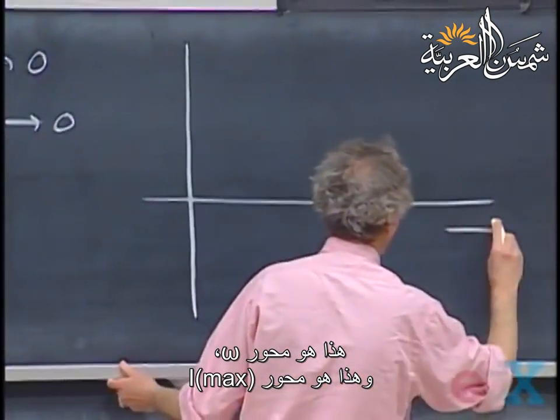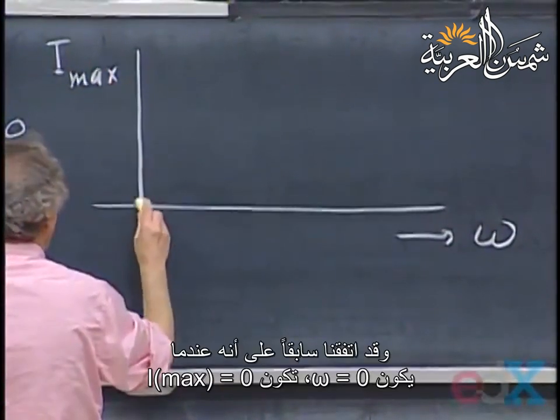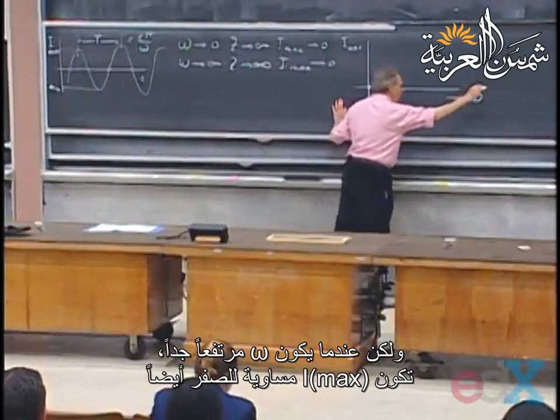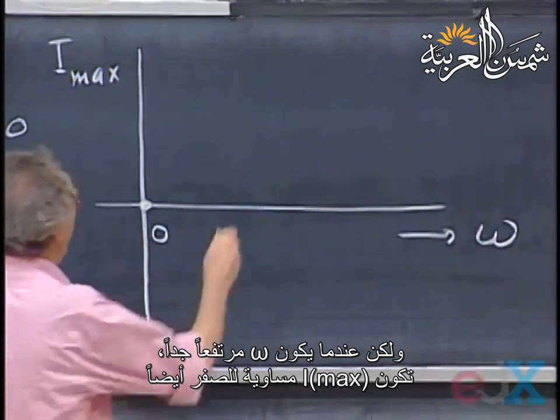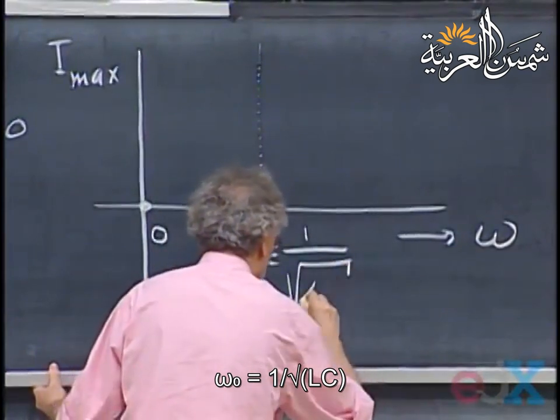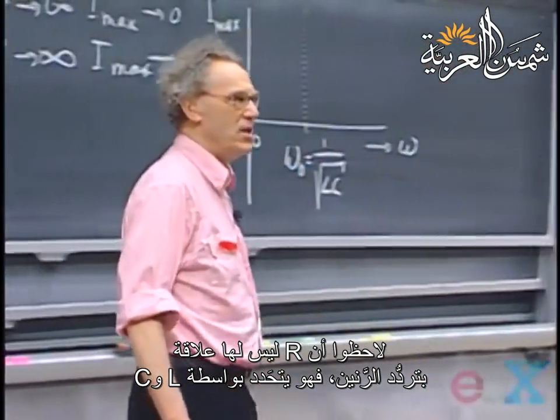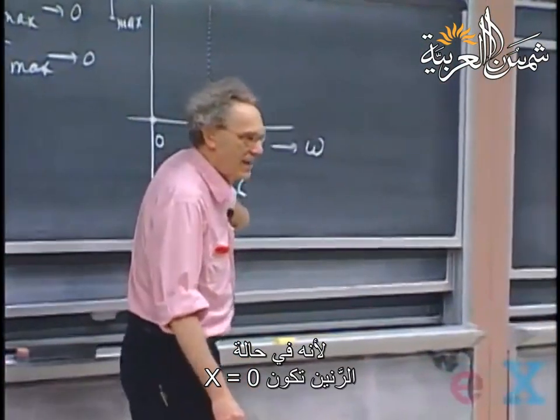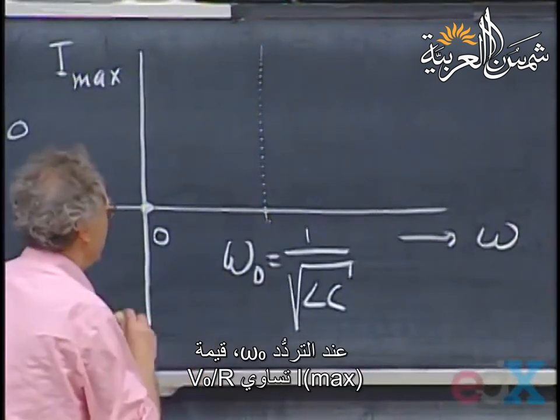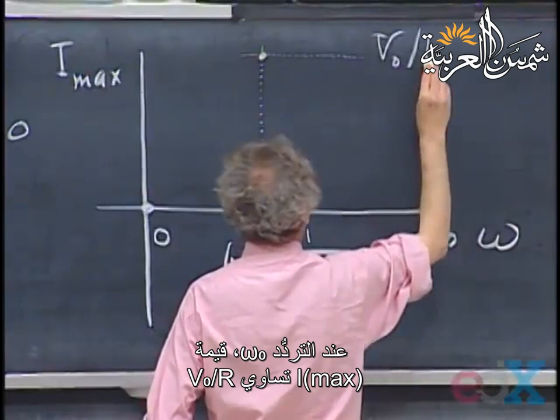So here is omega, and here is Imax. And we already agreed that when omega is 0, then Imax is 0. But when omega is very high, it's also 0. But when omega is at resonance, omega 0, which is 1 over the square root of LC, notice that R has nothing to do with the resonance frequency. It's really determined by L and C, because it's the x that you want to make 0, and x is only a function of L and C. At this frequency, we have a value here, which is V0 divided by R.